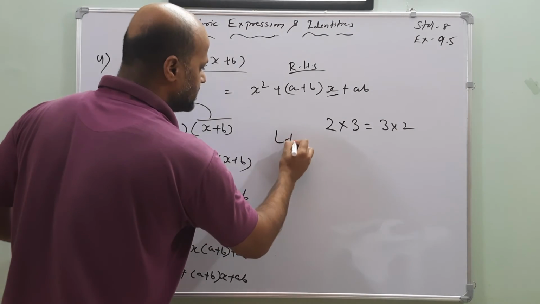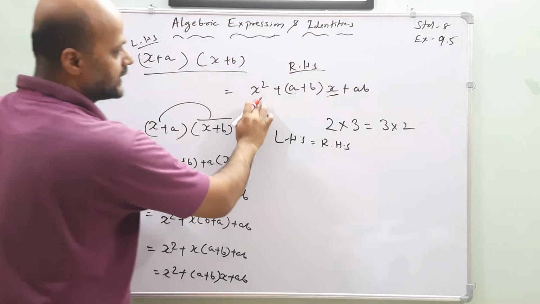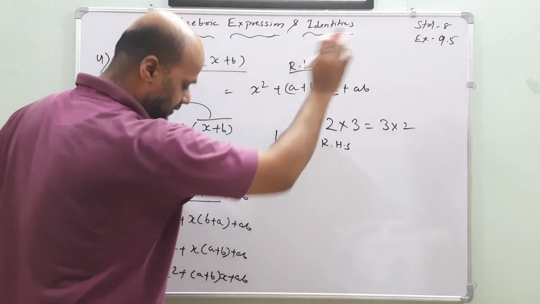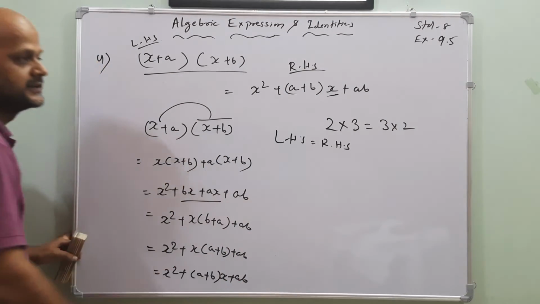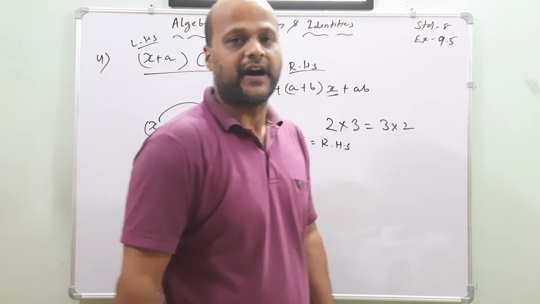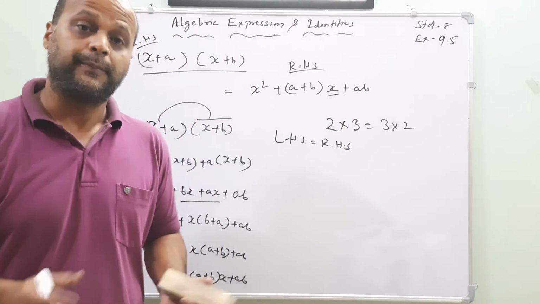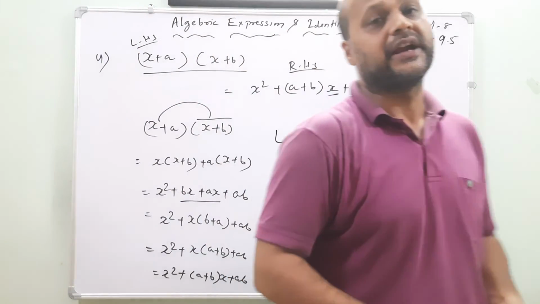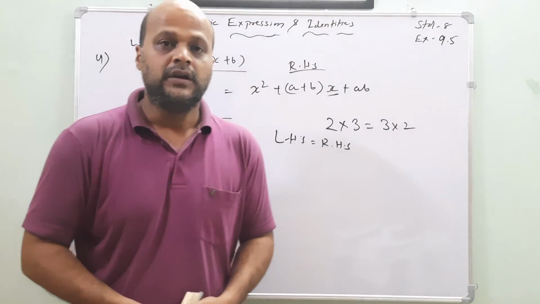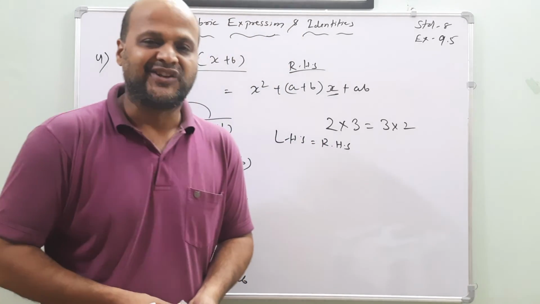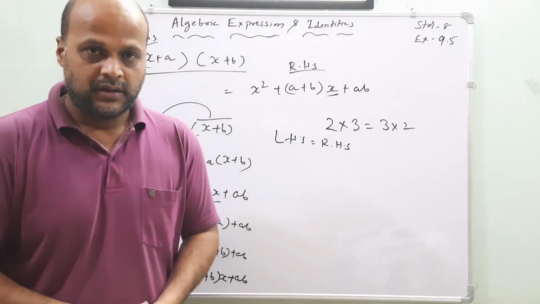Now our left hand side is equal to right hand side. Check it. x plus a into x plus b is equal to x square plus a plus b into x plus ab. Now our identity is proved by the combination of left hand side and right hand side. It means the result of the expression of the left hand side is equal to the result of the expression of the right hand side. If it is proved, then we say that the identity is satisfied.